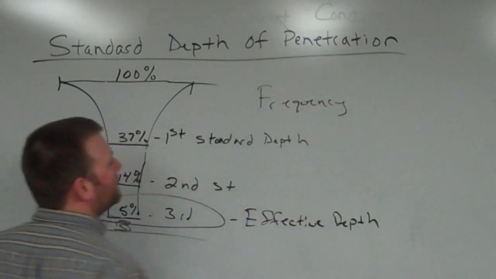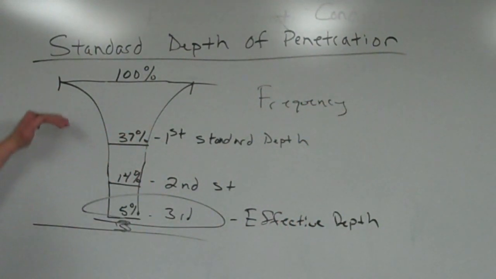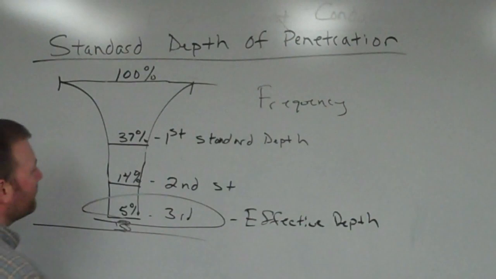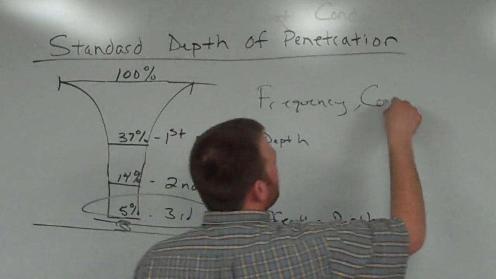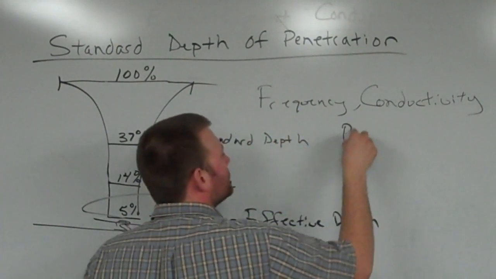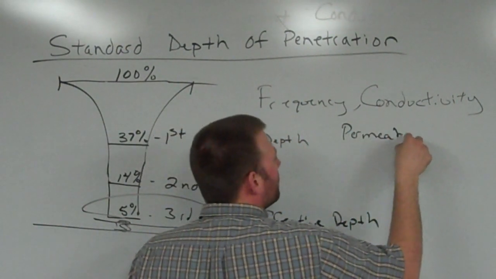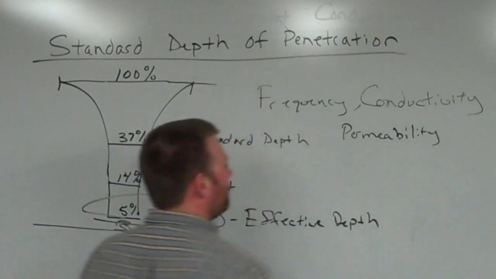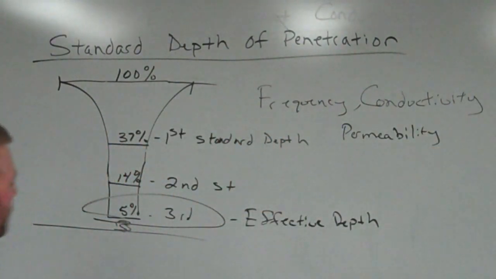We can change this mainly with frequency. If we raise the frequency from 100 kilohertz to 1 megahertz, all this goes way up here. If we lower the frequency from 100 kilohertz to 50 kilohertz, it comes down here somewhere. So that's one way. We can also change it with conductivity, and with permeability. So, basic stuff: frequency, conductivity, permeability. Those three terms control our eddy current depth of penetration.